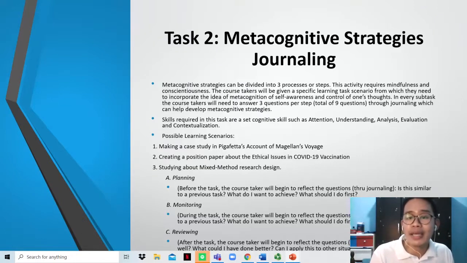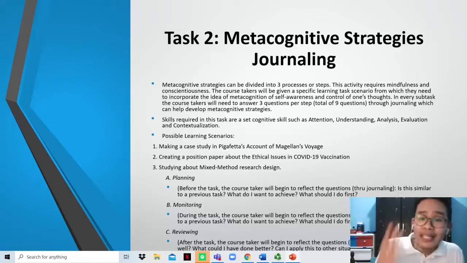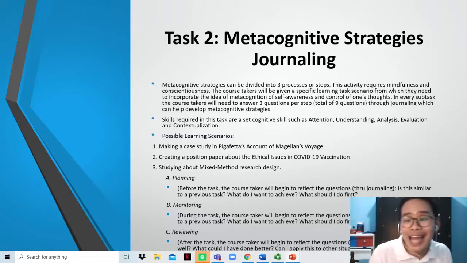The course takers will be given a specific learning scenario in which they need to incorporate the idea of metacognition, of self-awareness, and the control of one's thoughts. For every subtask, the course takers will need to answer 3 questions per step, a total of 9 questions through journaling that can help develop the metacognitive strategies of planning, monitoring, and reviewing. The skills required in this task are a set of cognitive skills like attention, understanding, analysis, evaluation, and contextualization.